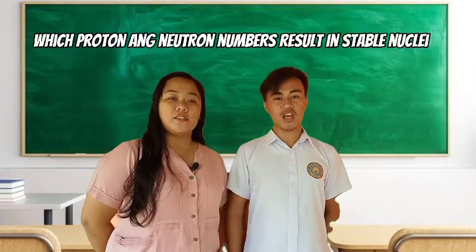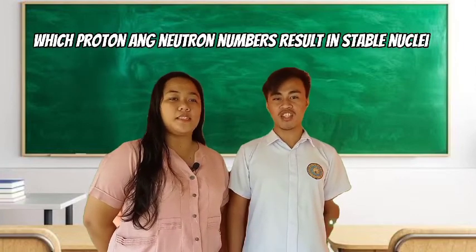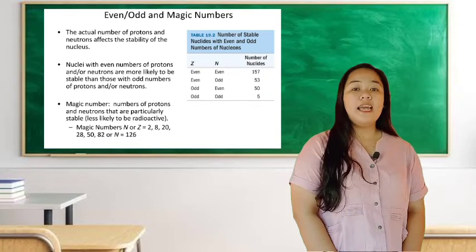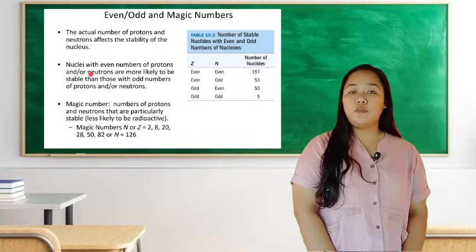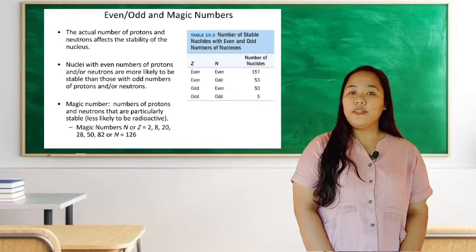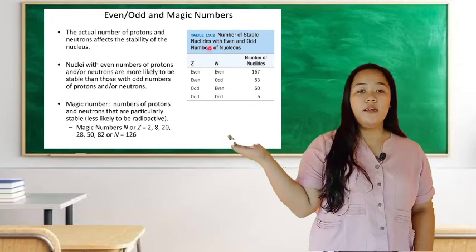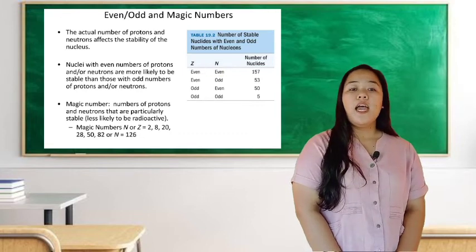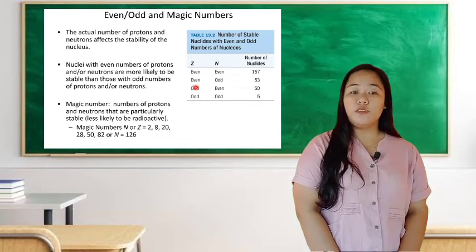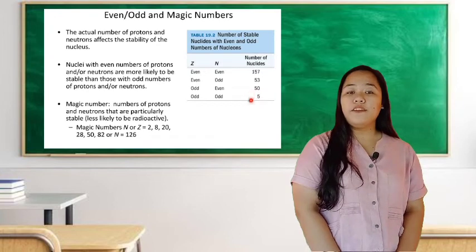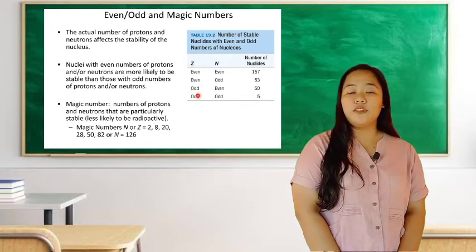And we are going to discuss which proton and neutron numbers result in stable nuclei. There are factors that affect nuclear stability, and one is that nuclei with even numbers of protons and neutrons are more likely to be stable than those with odd numbers of protons and neutrons. Just to give an idea, if you look at this table, this list of all the known stable nuclides, we can see that the vast majority have even numbers of protons and neutrons. When even one of those, either the neutrons or the protons, is odd, the number of stable nuclei drops significantly. And there are only 5 stable nuclei that have both odd protons and odd neutrons.